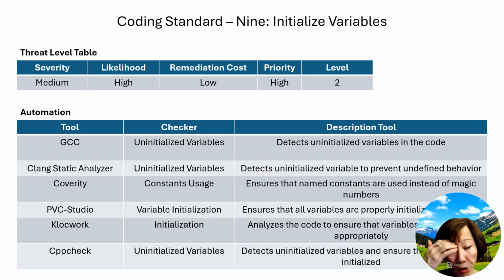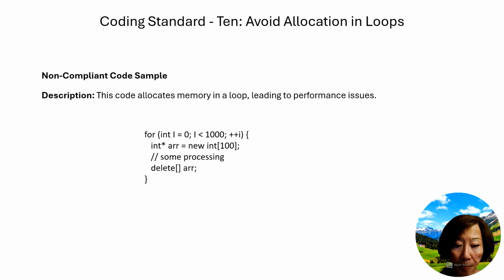This is level 2 threat level. For automation tools, GCC can help you detect all the variables that you have not initialized and that need to be initialized. Clang Static Analyzer, Coverity, PVS-Studio, Klocwork, and CPPCheck can all do this kind of check.